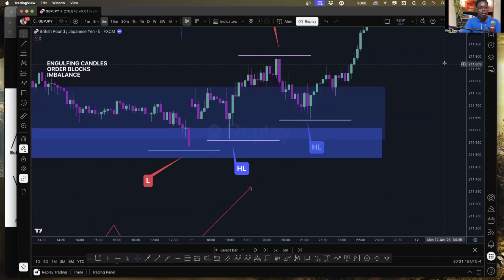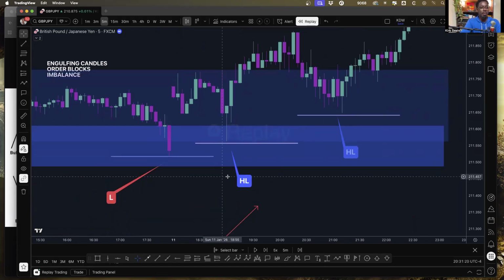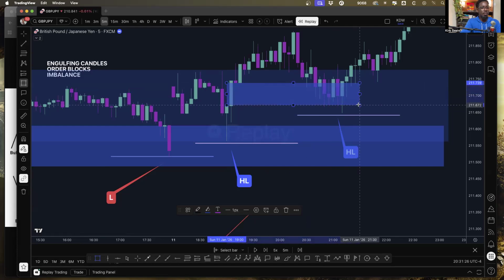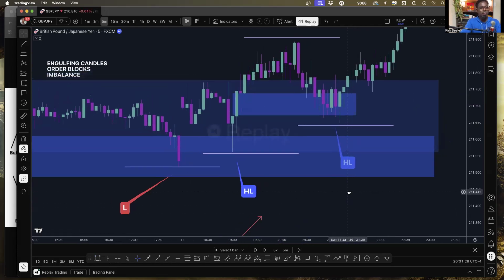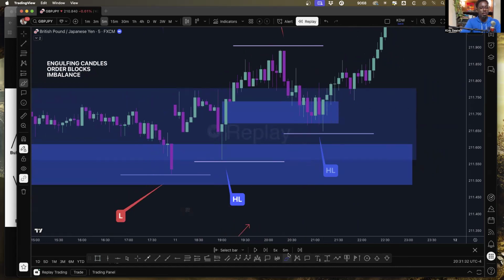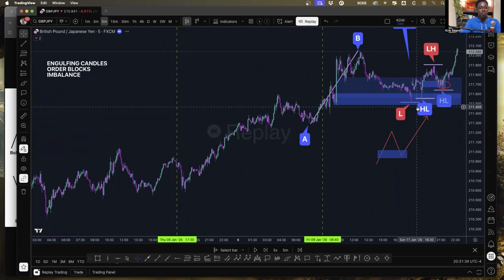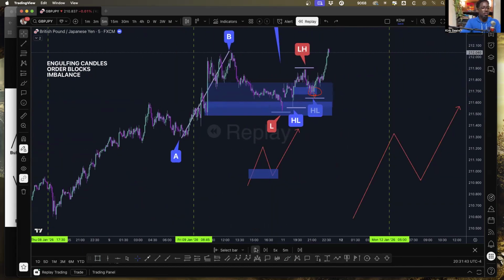And the interesting thing about this second higher low is, look at this. Right here, we had another area of imbalance. We got our higher low. So if we enter the trade here, we would have been in there. Oops. Let's see how that played out.